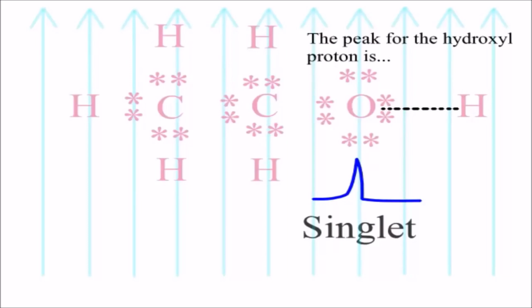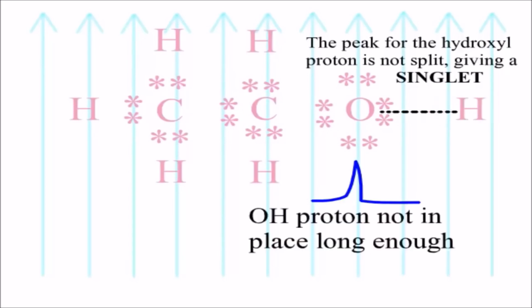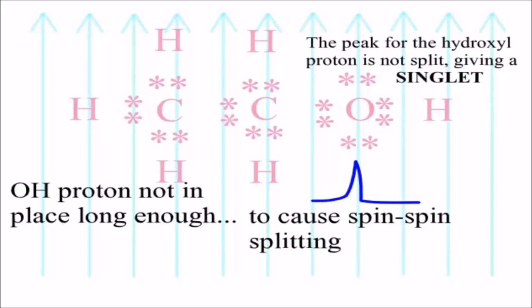This is because ethanol has acidic properties, and there's a dynamic equilibrium where that OH bond is constantly breaking and forming. In other words, the hydrogen goes off as a proton and then comes back again.